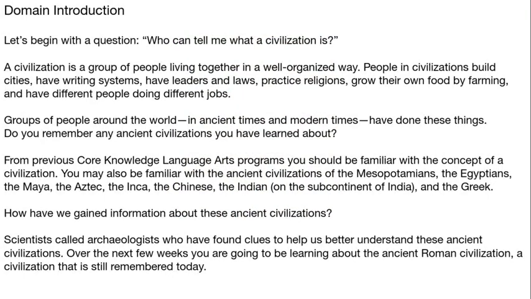So, can you tell me what a civilization is? Well, a civilization is a group of people living together in a well-organized way. People in civilizations built cities, have writing systems, have leaders and laws, practice religions, grow their own food by farming, and have different people doing different jobs. Groups of people around the world in ancient times and modern times have done these things.